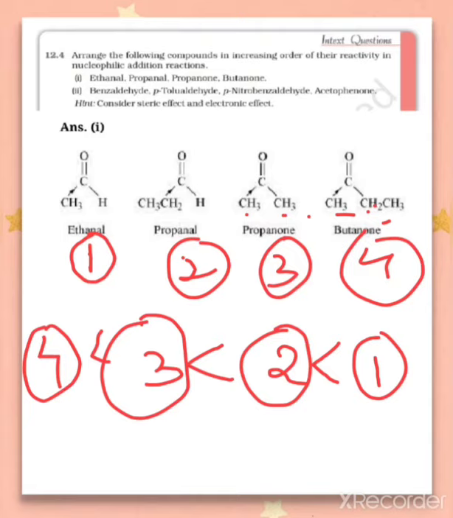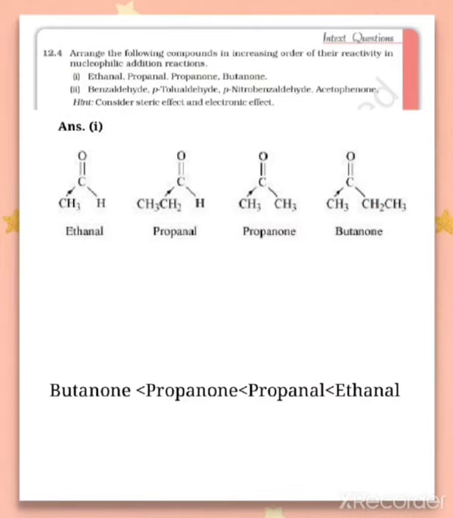So let us see the answer for this. So this is the answer we got here, that is ethanal is the most reactive because it has only one alkyl group and that is a smaller alkyl group. Then second will be propanal because it has one alkyl group, but compared to ethanal this alkyl group is bigger. Then the propanone, and finally the butanone, which has two alkyl groups and one of the alkyl groups is bigger compared to the propanone. So this is the right answer for this.